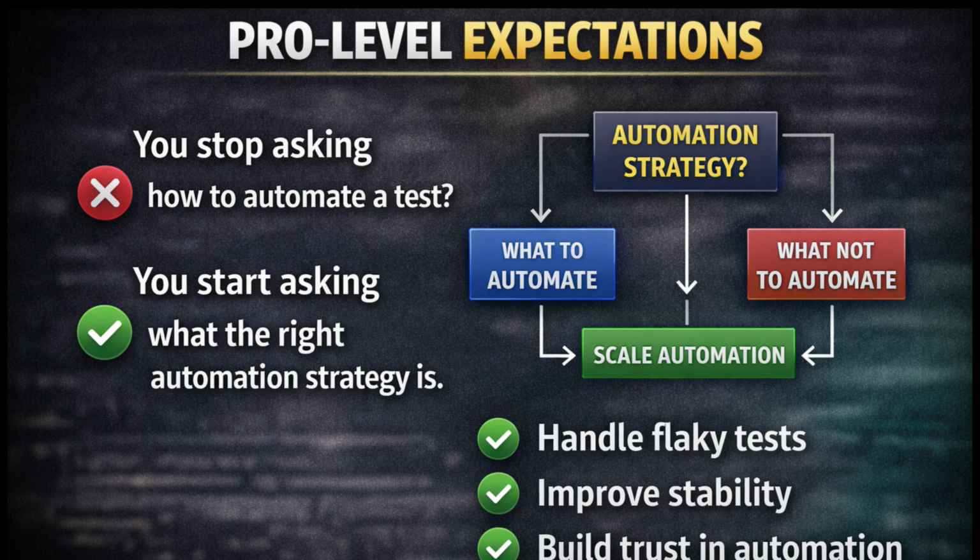Step 2. Flaky test analysis and stability. At scale, flaky tests are unavoidable. A pro engineer knows how to identify flaky tests, fix root causes, improve test stability. This builds trust in automation across teams.